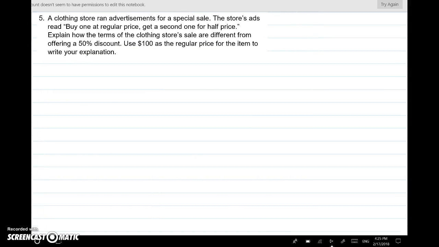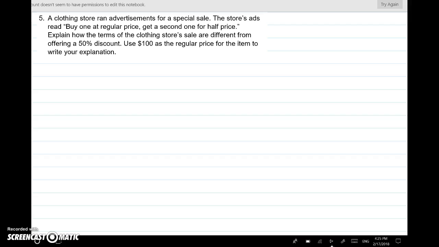Okay, last question. A clothing store ran advertisements for a special sale. The store's ad read, "Buy one at regular price, get a second one half price." Explain how the terms of the clothing store sale are different from offering a 50% discount. Use $100 as the regular price for the item to write your explanation.